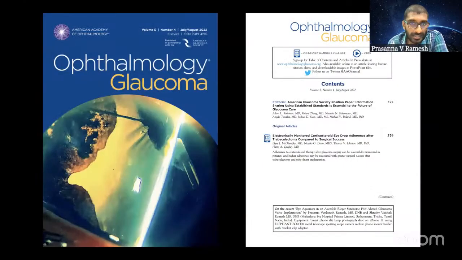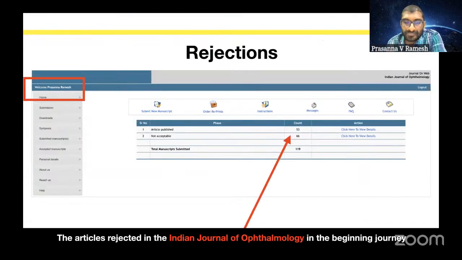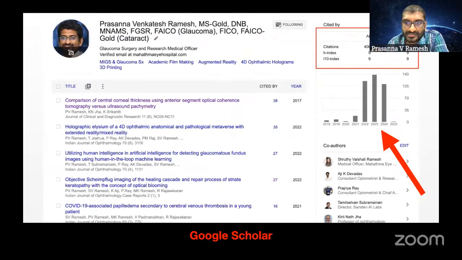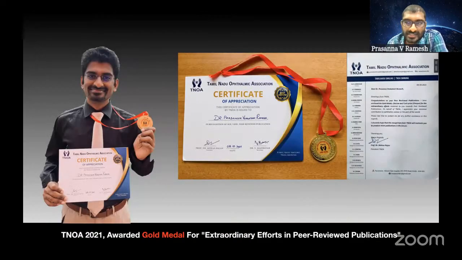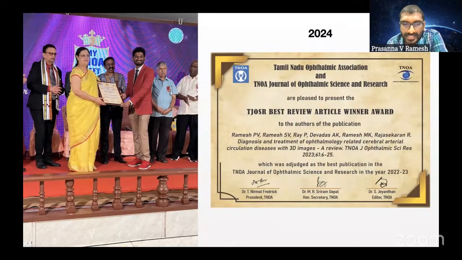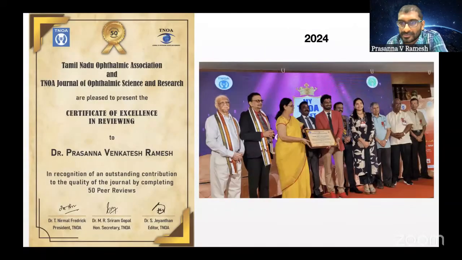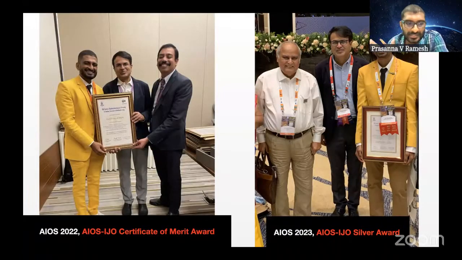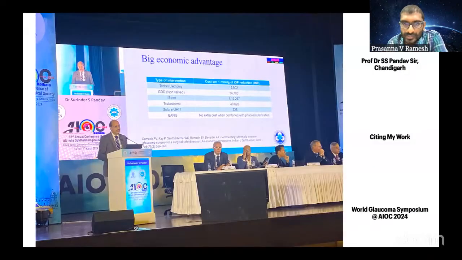So this is just the start of your journey, and you'll face rejections, but after rejections comes the real fruit of your hard work that you can see. And this is one of my journeys which started from our own TNOA journal in 2021. Thankful to the editors here, I was able to have good recognition in TNOA as well as the National Journal IJO, with the Certificate of Merit in 2022 and the Silver Award in 2023.